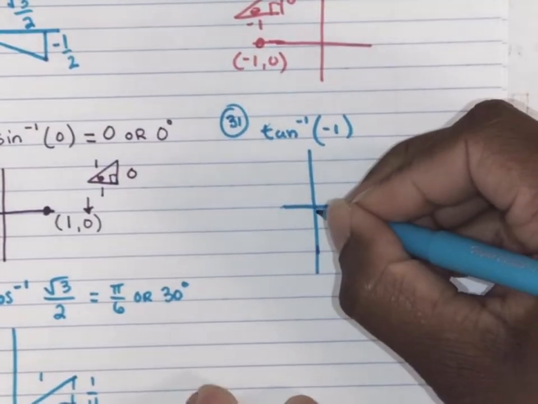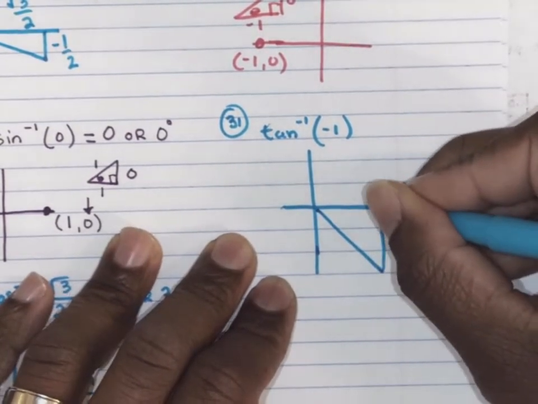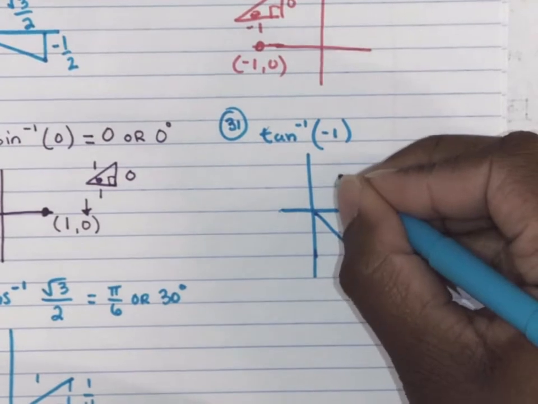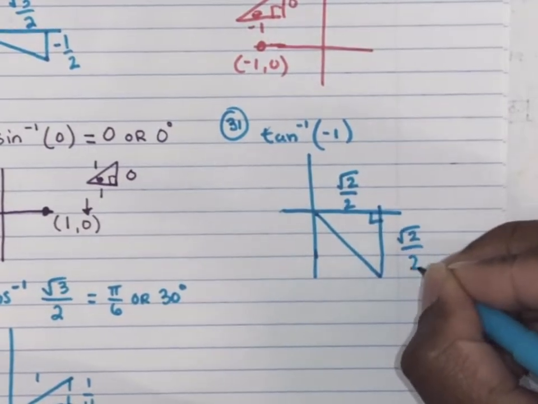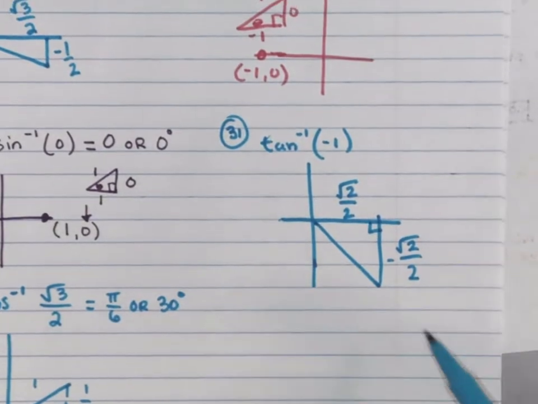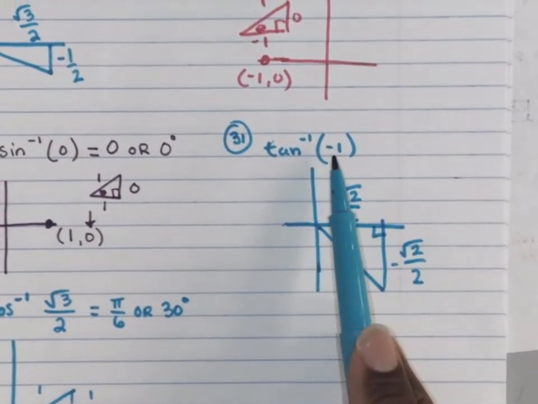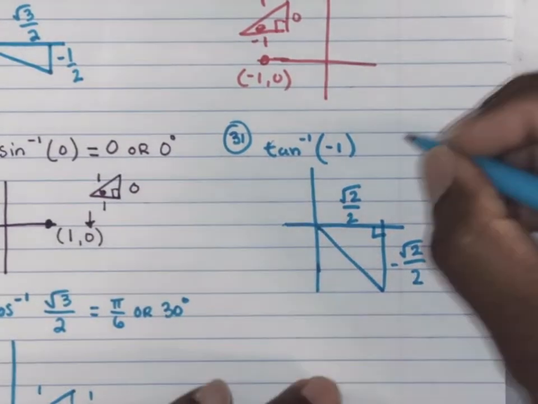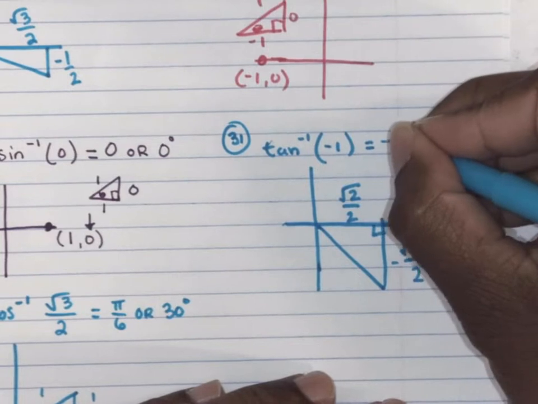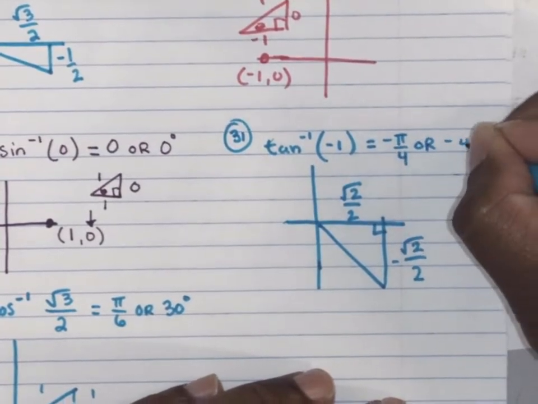Since it's negative 1, tangent is negative in the fourth quadrant. So my angle will be the 45 in the fourth quadrant, because the x would be root 2 over 2 and the y would be negative root 2 over 2. Now tangent is y over x. So after I keep, change, and flip, I would cancel out and I would get negative 1, since one of them is negative and the other one's not. So this one would be negative pi over 4, or negative 45 degrees.